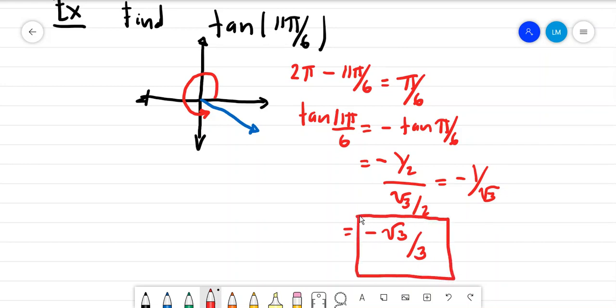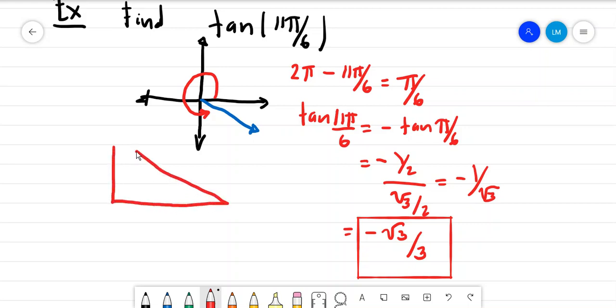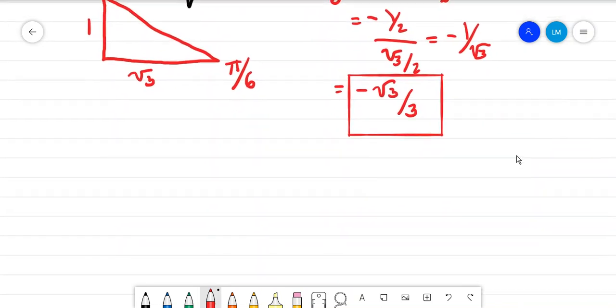Now, I will say that once you find the reference angle, you could have probably just said, well, pi over 6 is just 1 over root 3, and then it's negative because it's in the fourth quadrant. So in that case, that's actually a lot quicker when you do it like that.